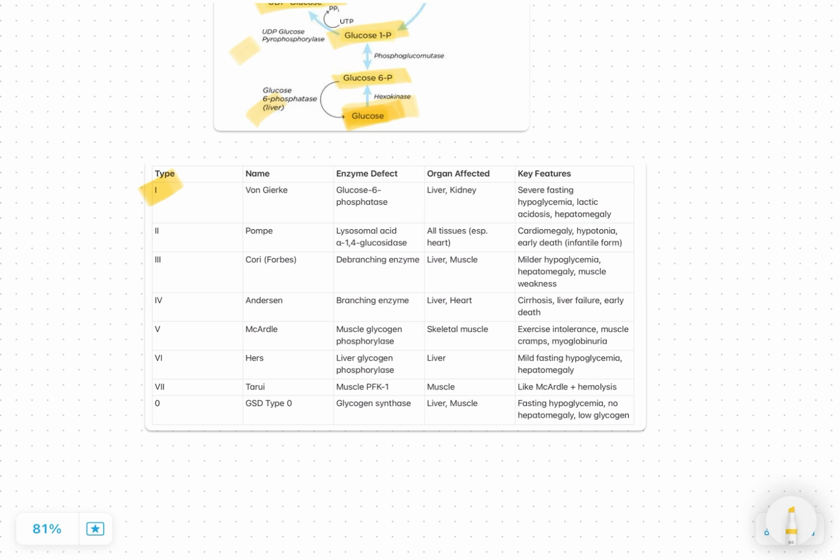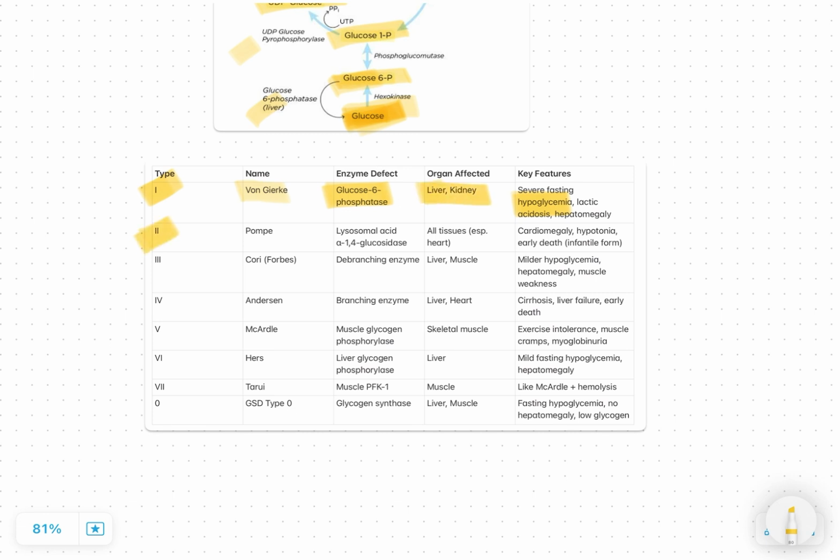There are many disorders. Important ones are shown here. Type 1 is Gierke disease. Here the enzyme deficient is glucose 6-phosphatase, which helps in the conversion of glucose 6-phosphate into glucose. Since there is no conversion of glucose 6-phosphate into glucose, the glucose will be low in the body. So there will be severe fasting hypoglycemia, lactic acidosis and hepatomegaly. The organs affected are liver and kidney.